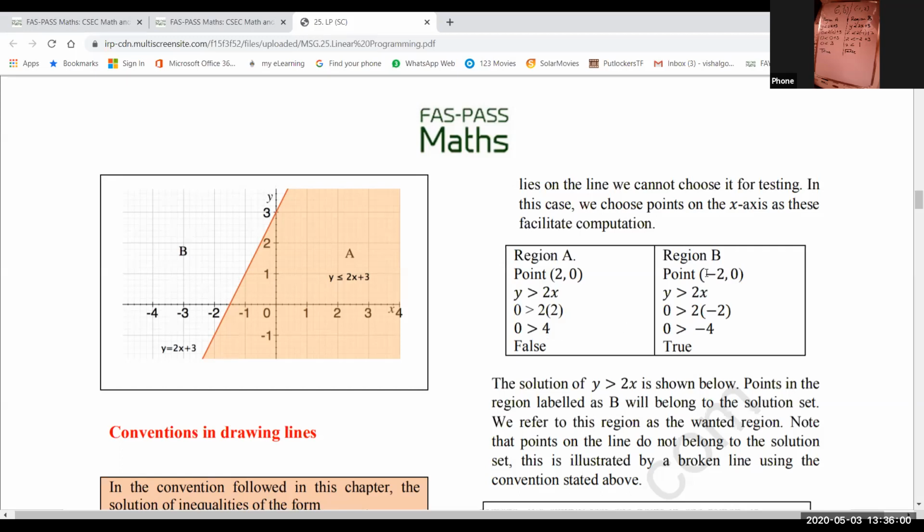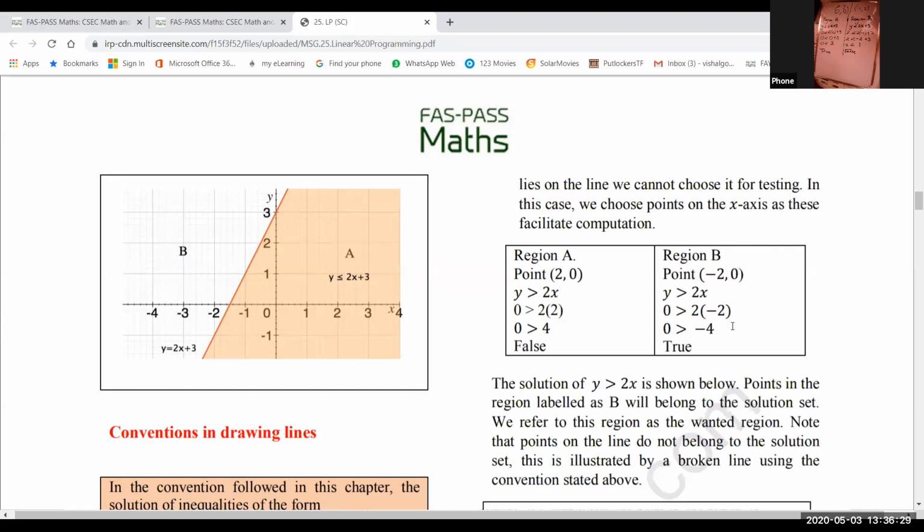We have region B. We're using the points -2 and 0. And remember the equation is y is greater than 2x. So y is 0, so you put 0 here. And we know x is -2, so you substitute -2 here. So 2 times -2 is -4. So 0 is greater than -4, so this is true. So the side that is satisfied by the inequality is region B.